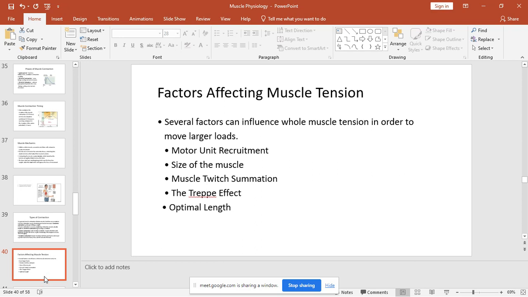Okay, I would like to talk about some of the factors that influence muscle tension. What are these? You've got the motor unit recruitment, the size and the number of muscle fibers, as we should say it, muscle twitch summation, the Treppe effect, and the optimal length of the muscle fiber. I'm going to give details.